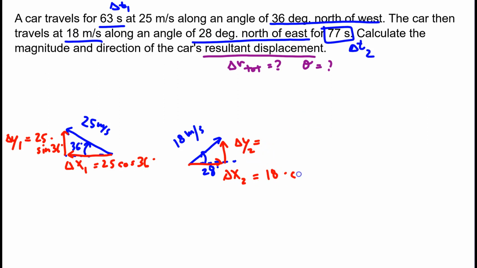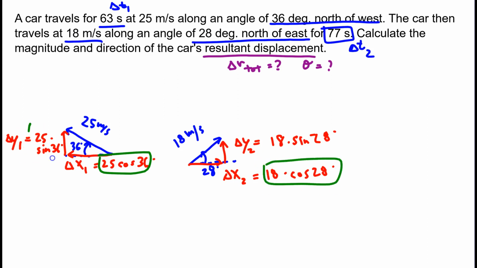18 times cosine 28, and 18 times sine 28. And then I would go add this, make it negative, add that with this, make it positive, add this with this. They're both pointing upward or northward, so positive. And then I do the Pythagorean theorem. Okay, what have I done wrong?